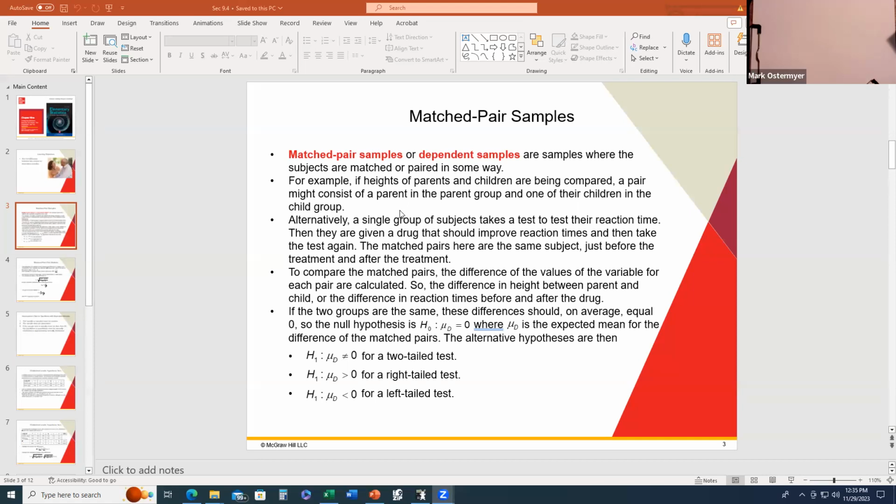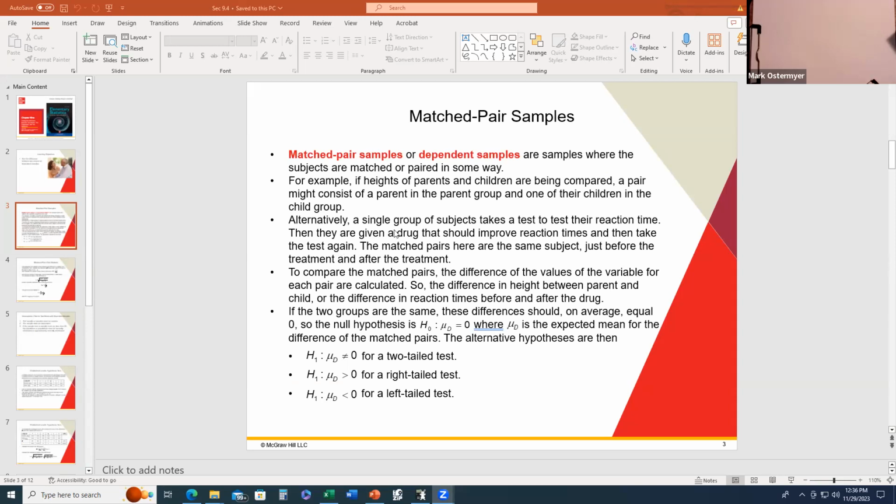And we like to keep our samples paired together. So the parent that is selected from the parent group or population would be paired with their child selected from the child population or the child group, in comparing some facet. Maybe like comparing their heights, okay.